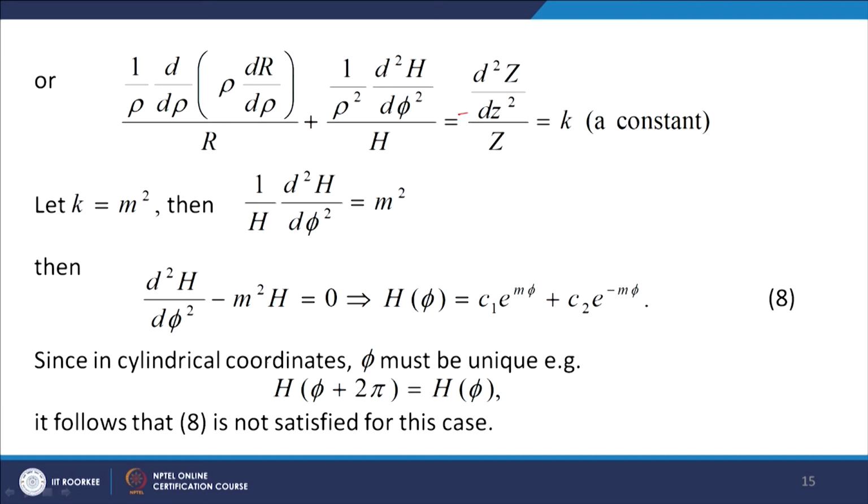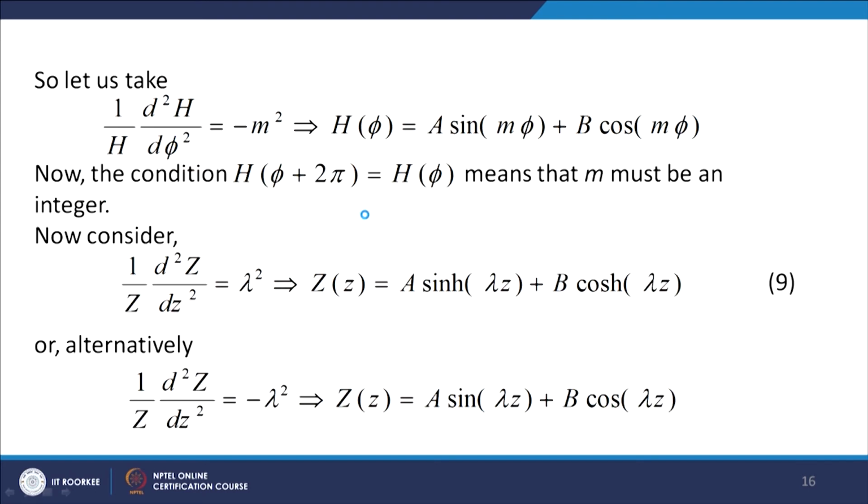Now in cylindrical coordinates φ must be unique. So H(φ + 2π) should be equal to H(φ), but here if you replace φ by φ + 2π, you do not get back H(φ), and therefore this solution is not appropriate for our problem. So we consider (1/H) d²H/dφ² equal to minus m square, and we get H(φ) equal to a sin mφ plus b cos mφ.